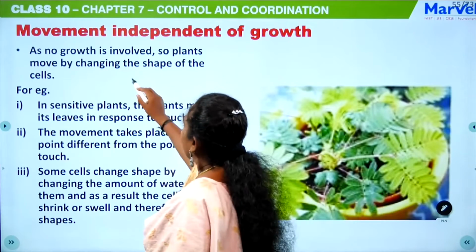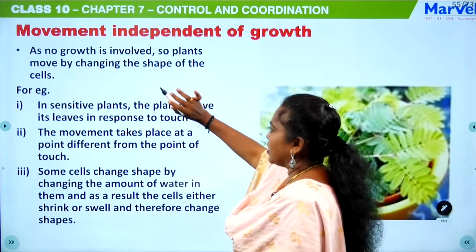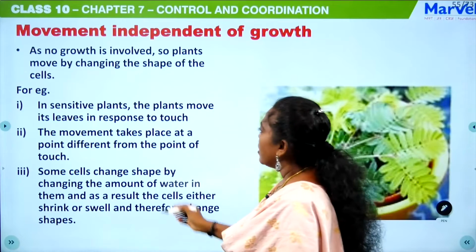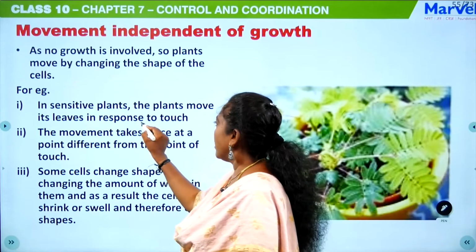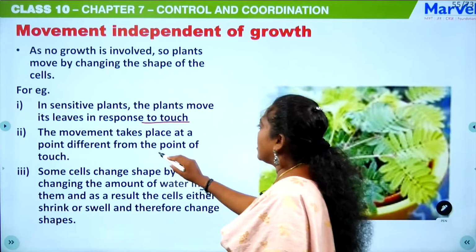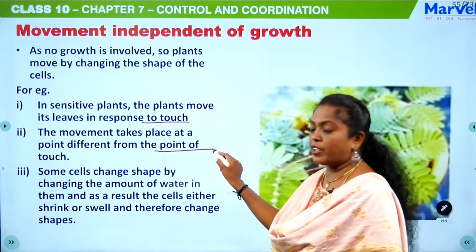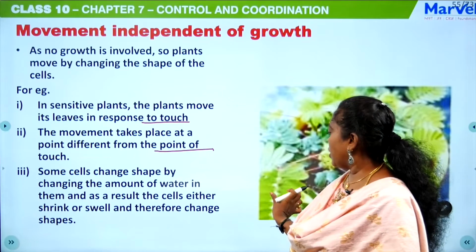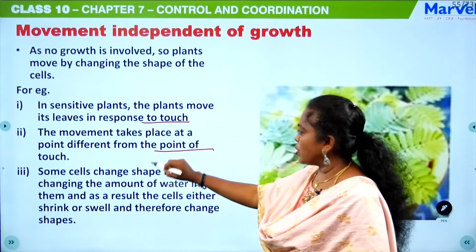Okay. So as no growth is involved, the plants move by changing the shape of the cell. We will see some examples for it. In sensitive plants, the plants move their leaves in response to touch, that is the touch-me-not plant. The movement takes place at a point different from the point of touch. You would have touched here, but it will start slowly and it will close.